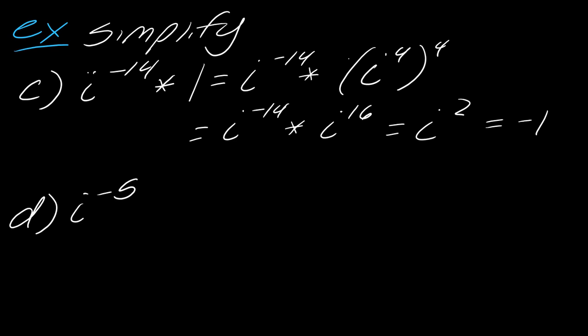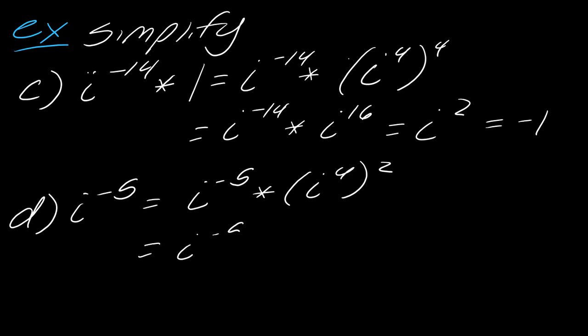Okay, so with that in mind, why don't you try D just to make sure you've got it and hit play when you're ready. Okay, so for this one, I'm going to have i to the -5th, and I want to multiply this by 2 multiples of i to the 4th. So I want to multiply this by i to the -5th times i to the 8th, which is equal to i to the 3rd. And what is i to the 3rd? i to the 3rd is equal to -i, so we're done.